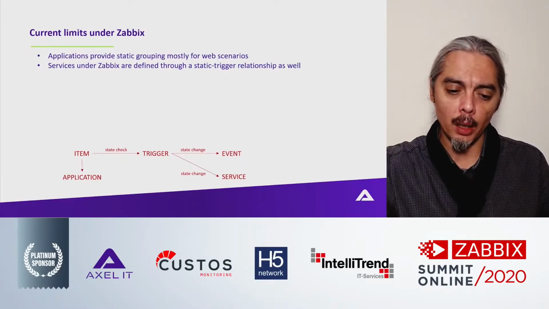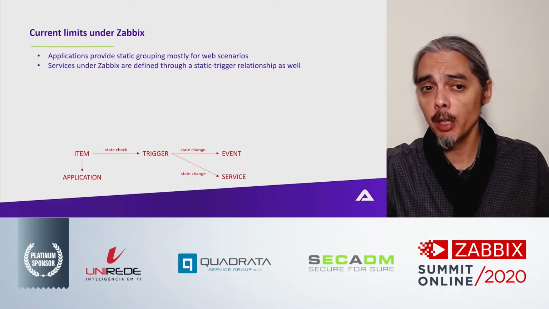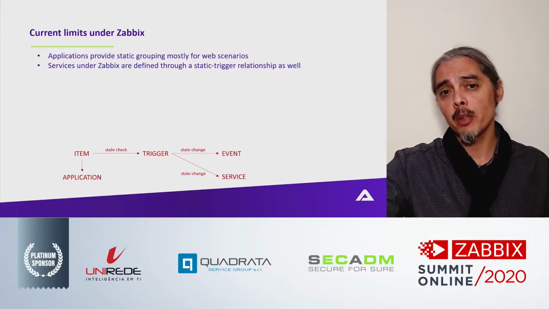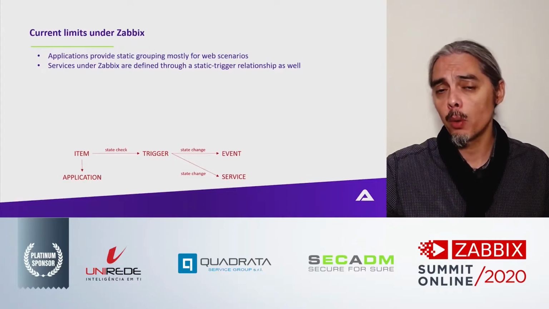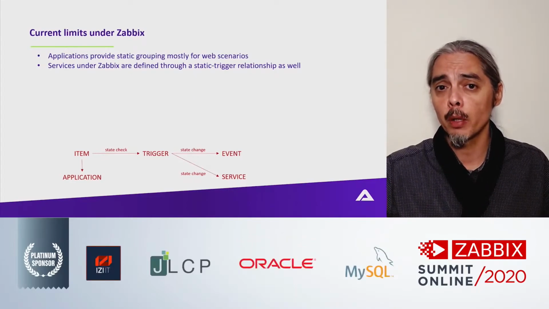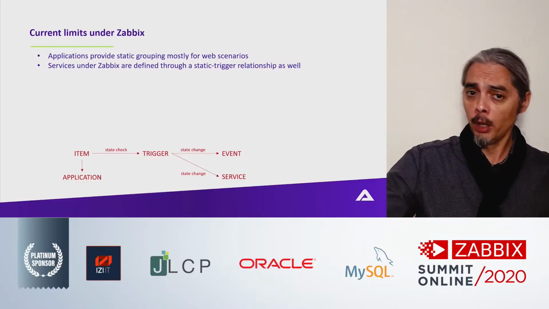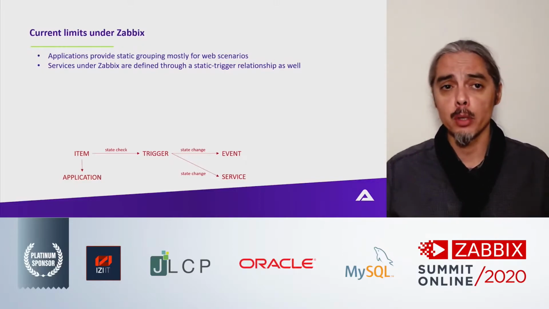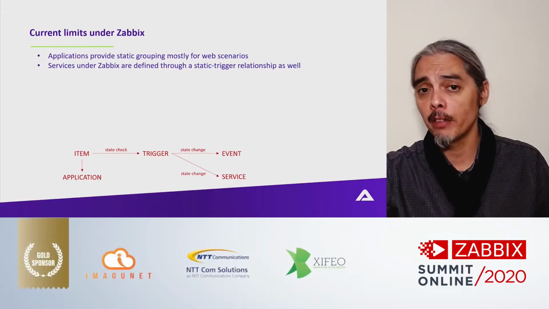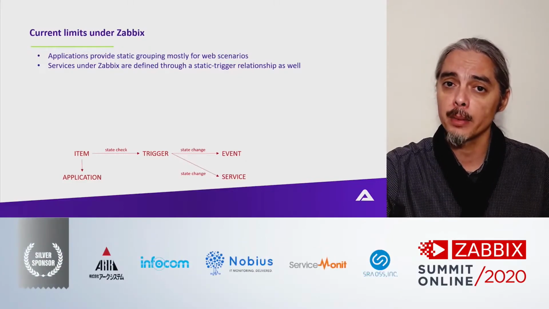To finish with, limits right now under Zabbix. So as you can see below, we have items and triggers, and items are tied to applications, but that's mostly for web scenarios. And services are also tied to triggers, but they track the state change of triggers, which you can find under monitoring IT services. So we don't have any strict relation between applications or services and actual events.